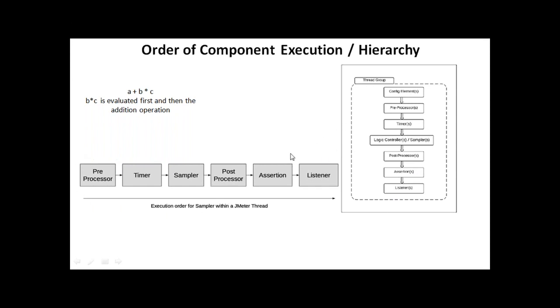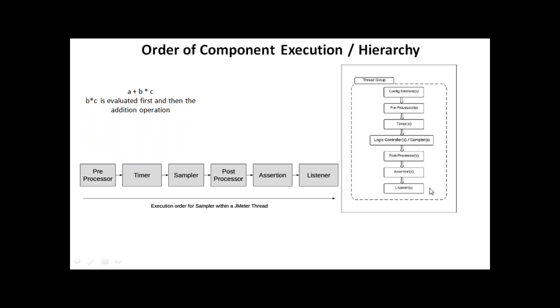I have added these two pictures because in this picture the config element and the logic controller are missing, and I didn't want to make changes to this particular picture. I have put these two pictures together so that you understand. Inside the thread group you have all these elements, and JMeter needs to know which to execute first. So first it will execute the config element, then the preprocessors, then the timers, then the logic controllers, then the post processors, then the assertions, then the listeners.